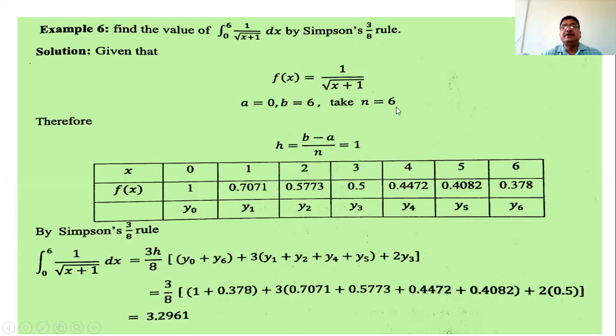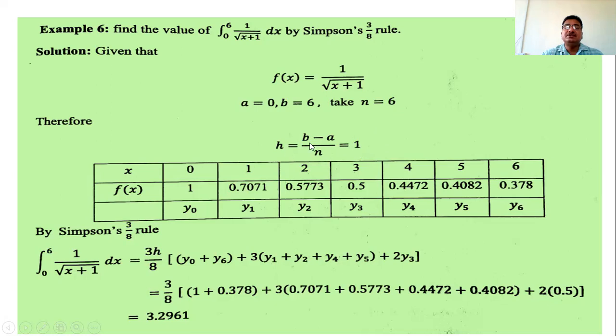That is, the number of subintervals is 6, and therefore h is equal to b minus a by n, that is 6 minus 0 by 6, which is 1. So take n such that h may be an integer. If it is possible, take n in such a way that h is an integer, or a number in points, but not a fractional number.